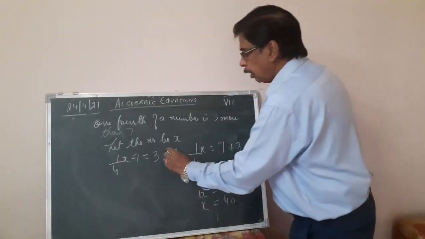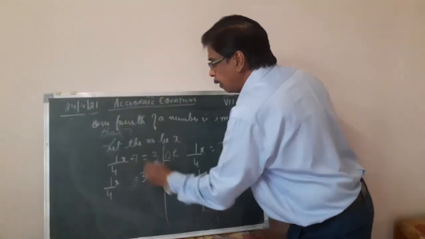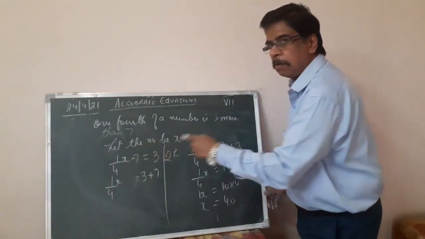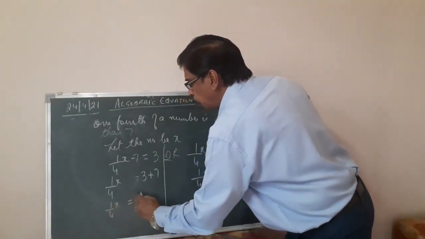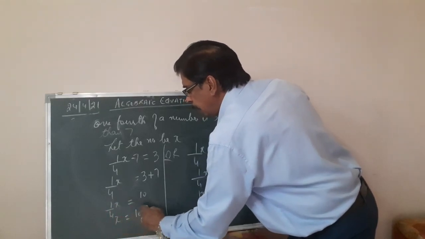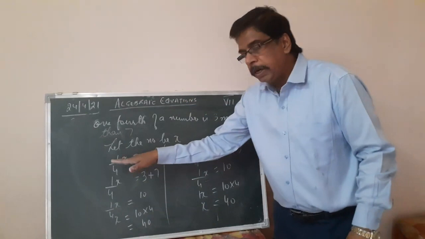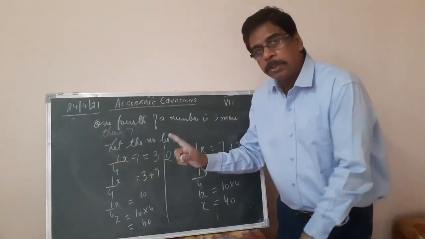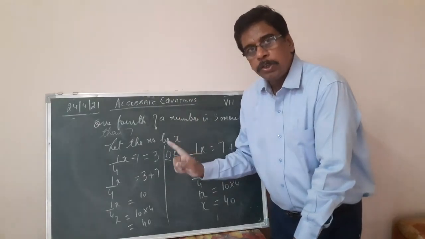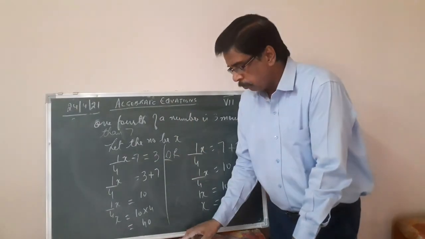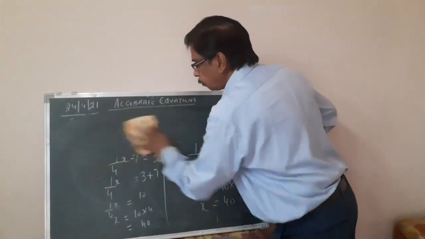Same way we solve this side also. 1 upon 4x is equal to 3 plus 7. Minus 7 becomes plus 7 here. 1 upon 4x is equal to 10. So x is equal to 10 into 4, which is equal to 40. So both sides you can write this way or this way, both the algebraic equations are correct. Have you understood how to make algebraic equations? Good.